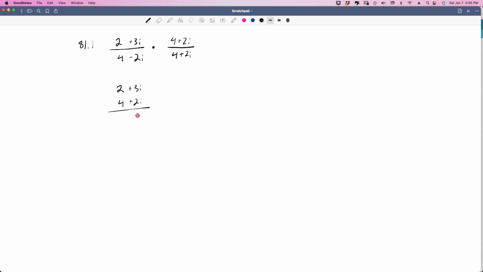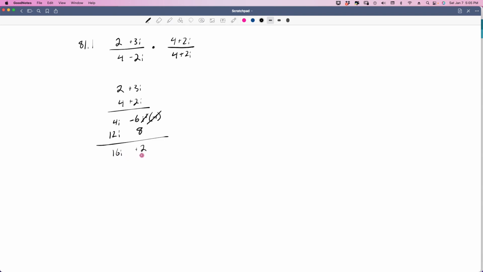So that would be 6i squared, 4i, 12i, and 8. This i squared becomes a negative 1, so this would become a negative 6. So we would have 16i plus 2.